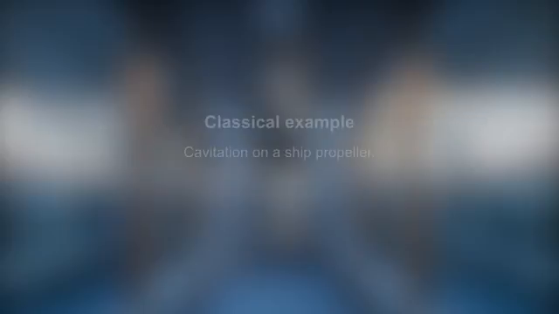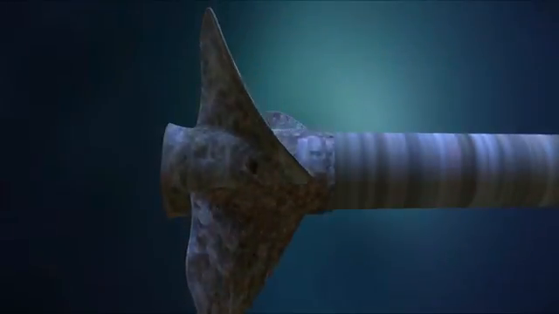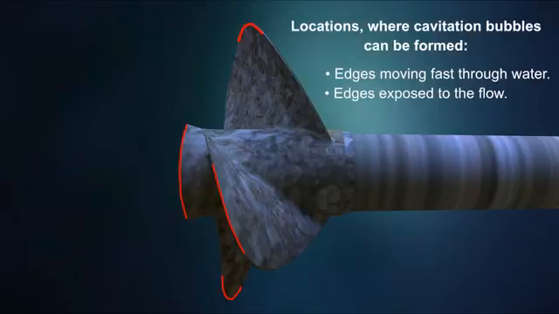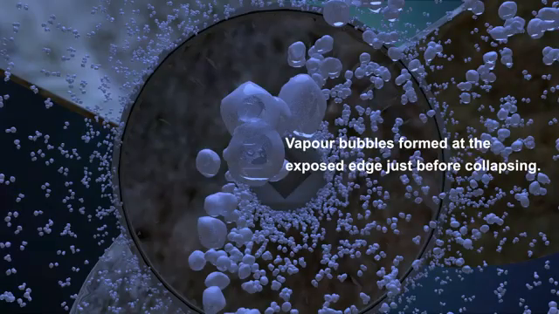But how is it possible that the pressure becomes very low in certain areas of a fluid? Let's have a look at an example for illustration. If objects, such as blades of a ship propeller, are moved through water, there is a higher pressure on the side facing the flow and a lower pressure on the opposite side. On other edges exposed to the flow, low pressure can also lead to cavitation. The bubbles collapse as soon as they reach an environment with a pressure above the vapor pressure.